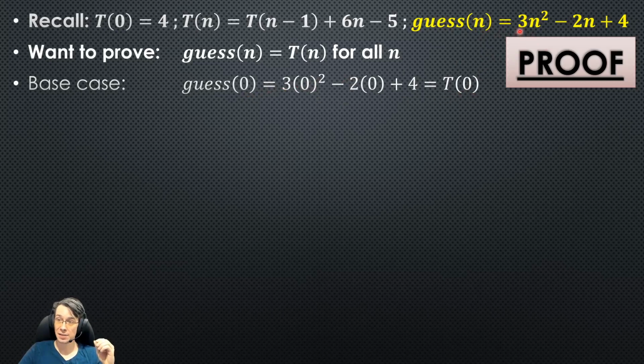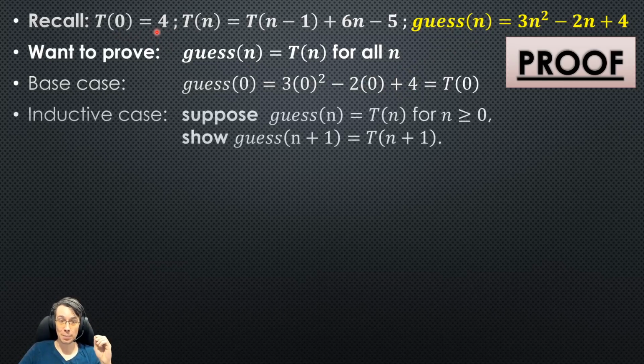Well, what's my guess of 0? It's 3 times 0, which is 0, minus 2 times 0, which is 0, plus 4. Great, that's 4. And remember, the base case, t of 0 is 4. So our base case is proved. Let's prove the inductive case.